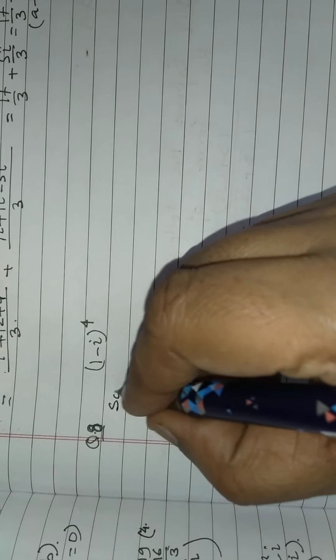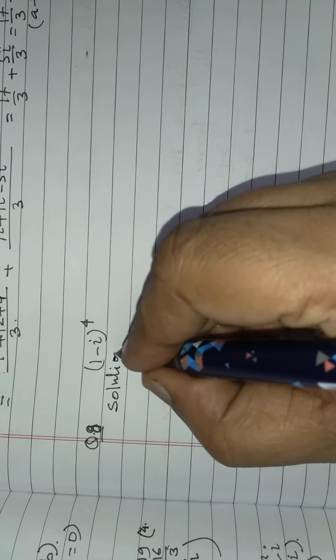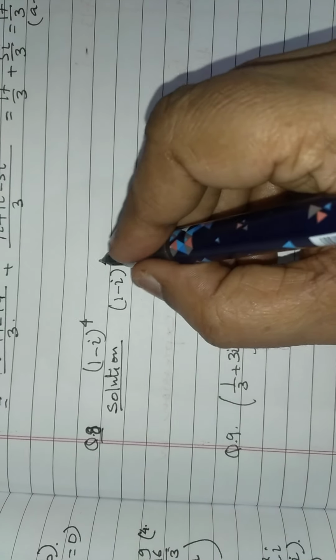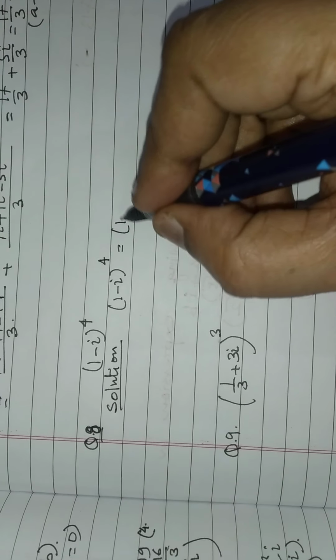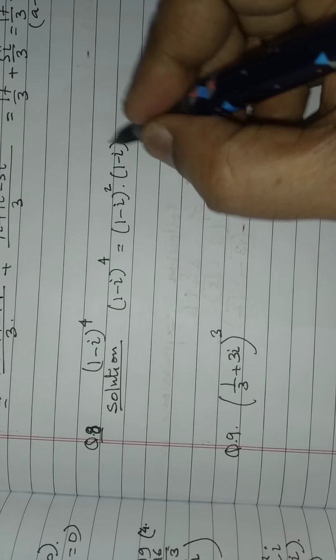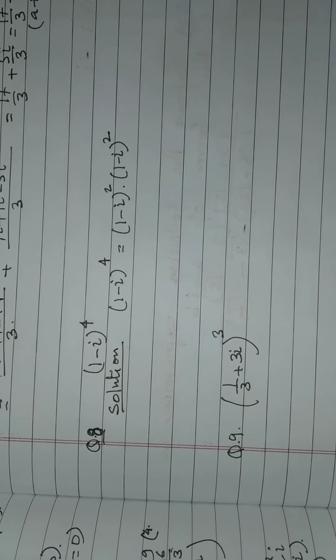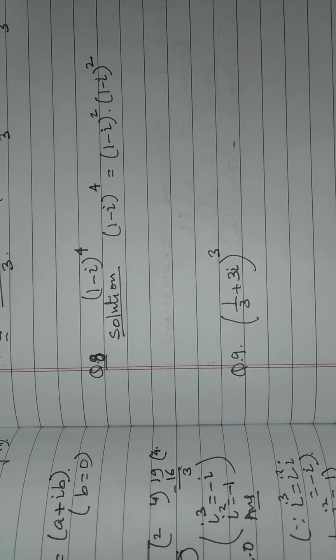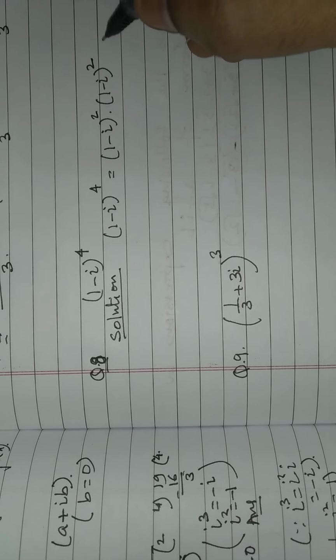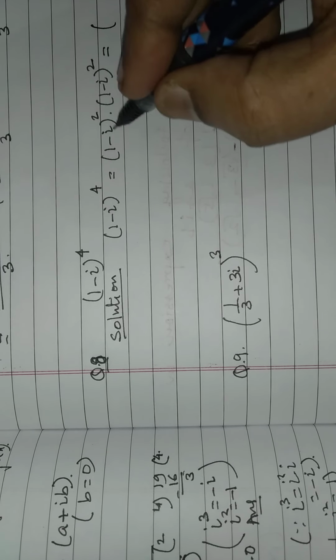Next we are coming to question number 8. Now the solution: I am writing 1 minus i to the power 4. So use 1 minus i to the power 2 into 1 minus i to the power 2. Directly we can write it with the help of i to the power 4, so why should I make it lengthy?